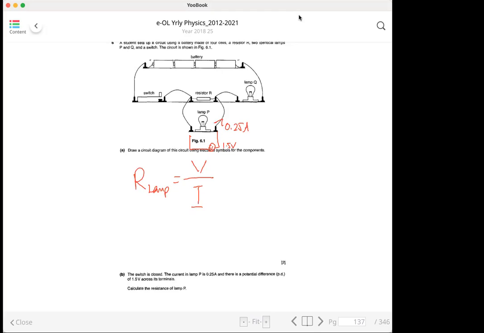Okay, before I continue, let me give you all the answer. V in this case is 1.5 volt over 0.25 ampere, and therefore you get the answer of 6.0 ohm. Okay, remember, put it to 2SF. Because your original answers are both in 2SF, your final answer will also be in 2SF. Is that clear?